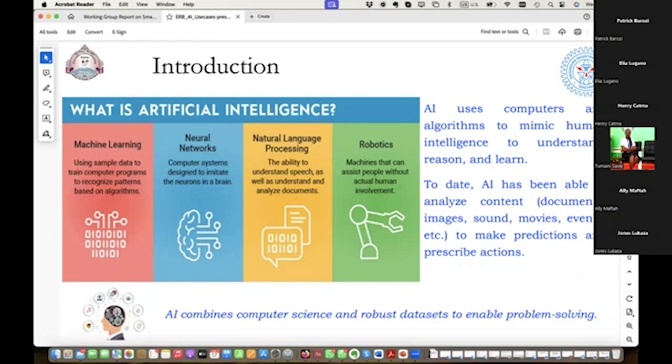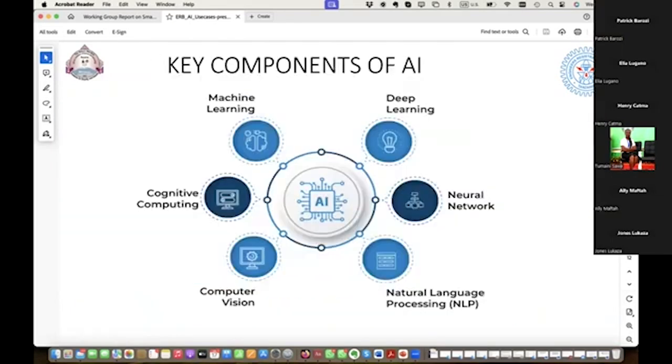So AI combines computer science and robust data sets to enable problem solving. As I said, the key components that enable artificial intelligence are machine learning, deep learning, neural networks, natural language processing, computer vision, which helps in visualizing different images, and also cognitive computing, which helps to recognize various patterns.